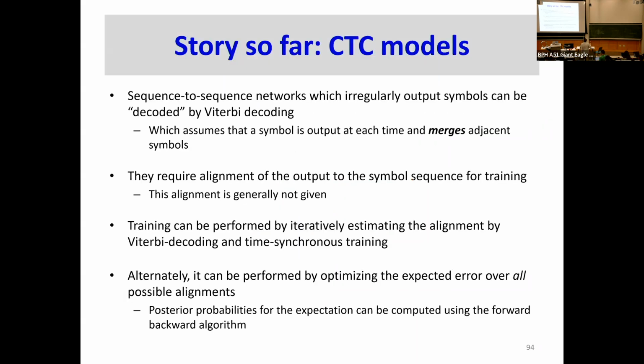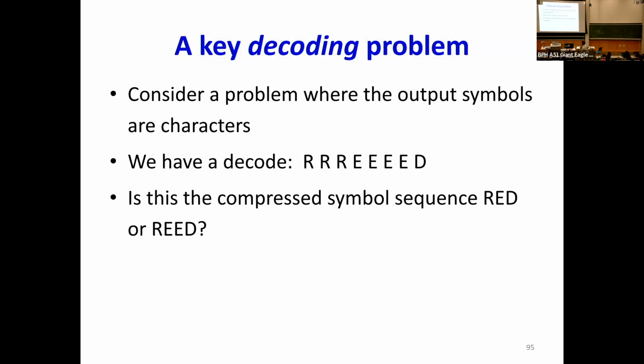So the story so far, sequence-to-sequence models which irregularly output symbols can be aligned using Viterbi decoding, or they can be decoded using, I've got to fix that slide too, using a greedy approach. For training, you require alignment of the output symbol sequence to the inputs, and it can be performed by iteratively estimating the alignment by Viterbi decoding and time synchronous training. Alternatively, it can be performed by optimizing the expected error over all possible alignments. This is what we've been saying, right?